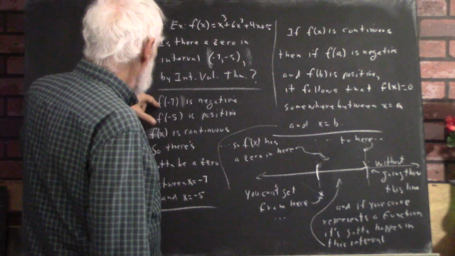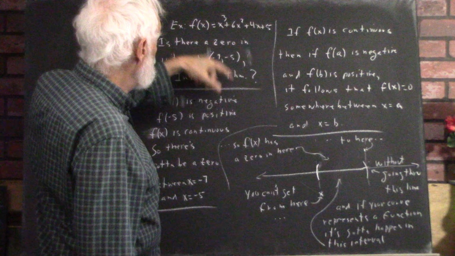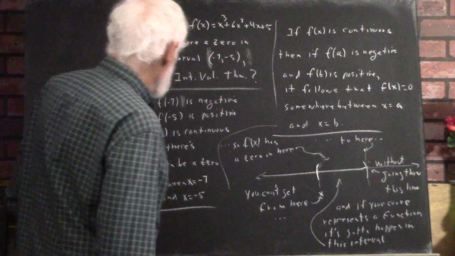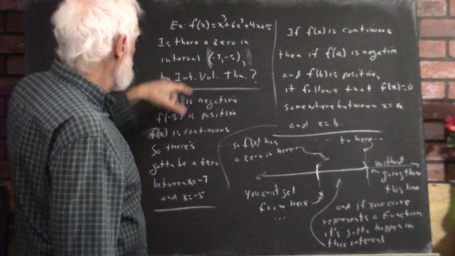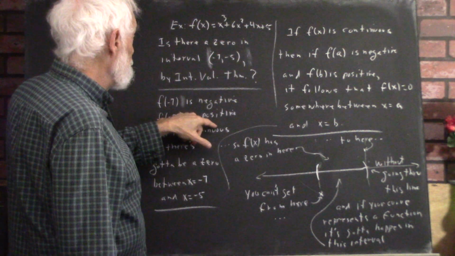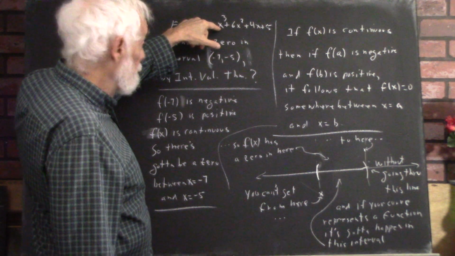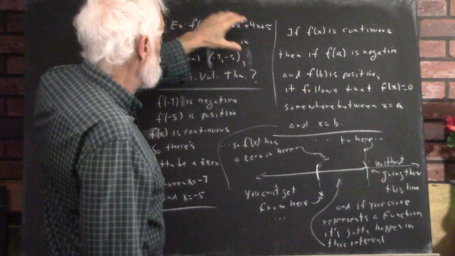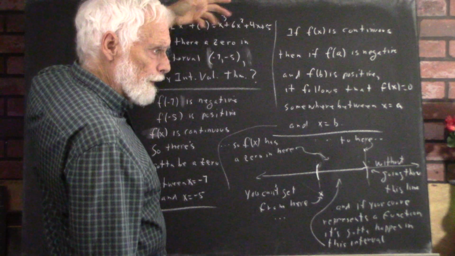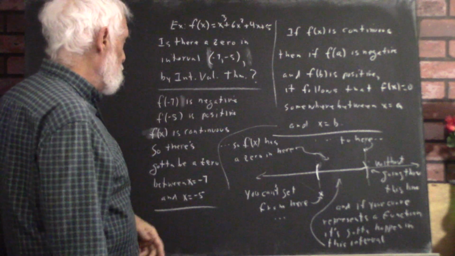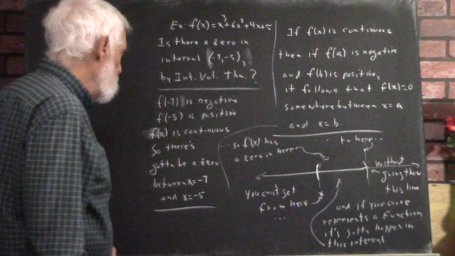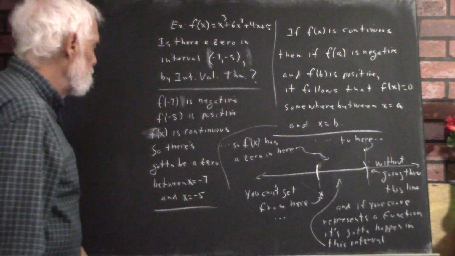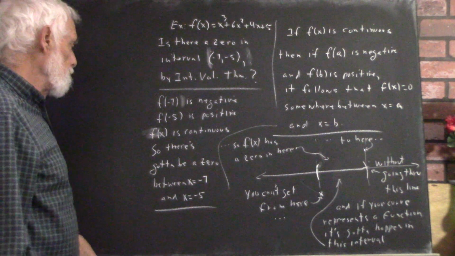Well, f of -7 is negative. You plug it in. You get a negative 343 here, and nothing else is big enough to make it positive. And f of -5 is positive. -5 cubed is -125, but 6 times 5 squared is 150, and the rest of this isn't enough to bring that -125 down low enough to counter that 150. So f of -5 is positive. Now you can actually plug the numbers in and get them, but at some point, there are things you can skip.